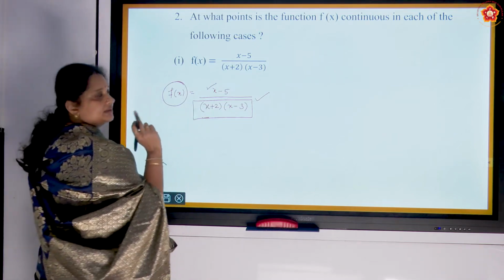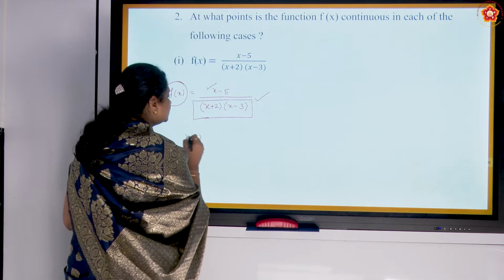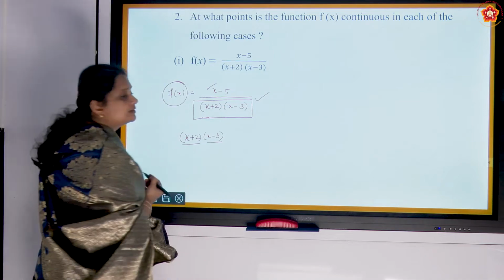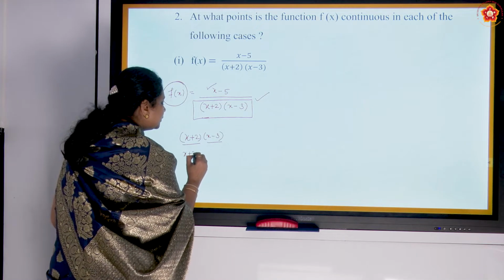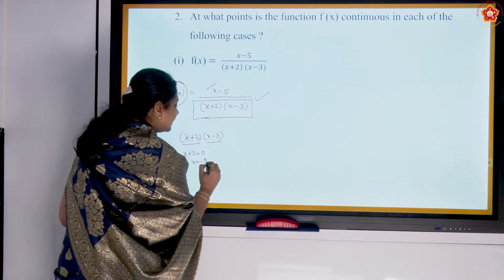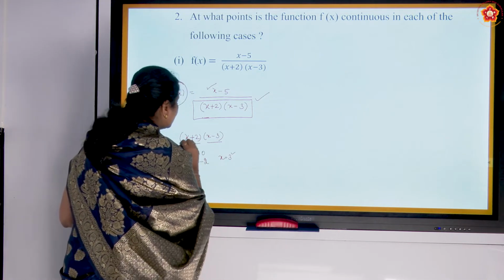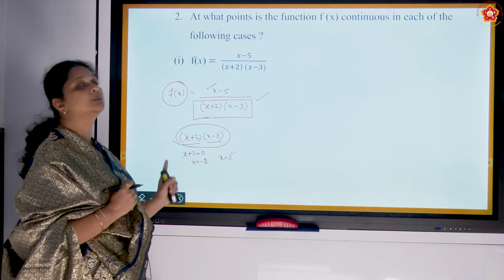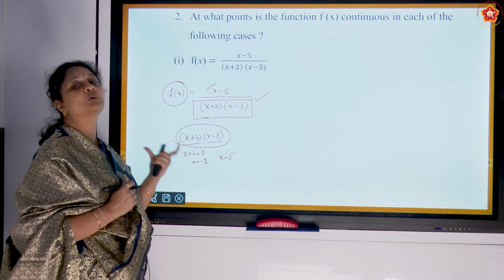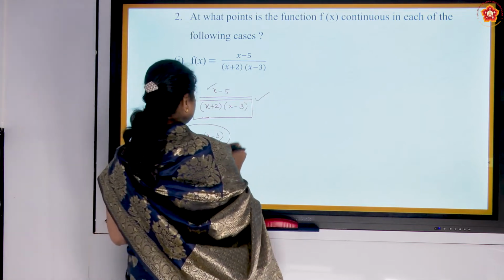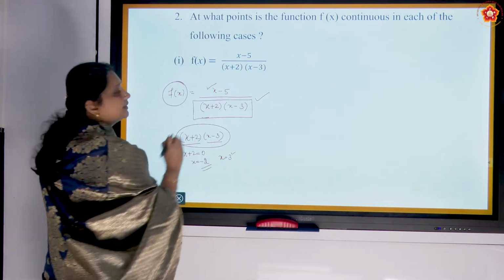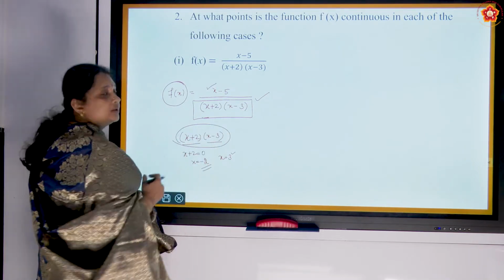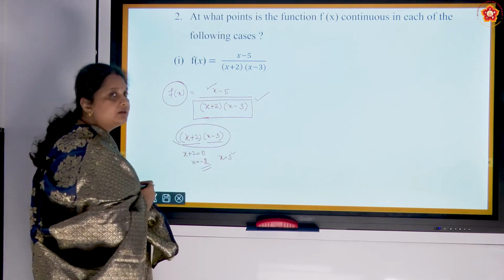If you observe this denominator, it is (x plus 2) into (x minus 3). So let me see the zeros of this particular polynomial. x plus 2 equal to 0 gives x is minus 2, and x is plus 3. These two are zeros of this polynomial, wherein at both minus 2 and 3, this polynomial takes the value 0. So at exactly x is equal to minus 2, f of x becomes undefined, because when the denominator is 0, it is not defined. Similarly, at x is equal to 3 also, it is not defined.